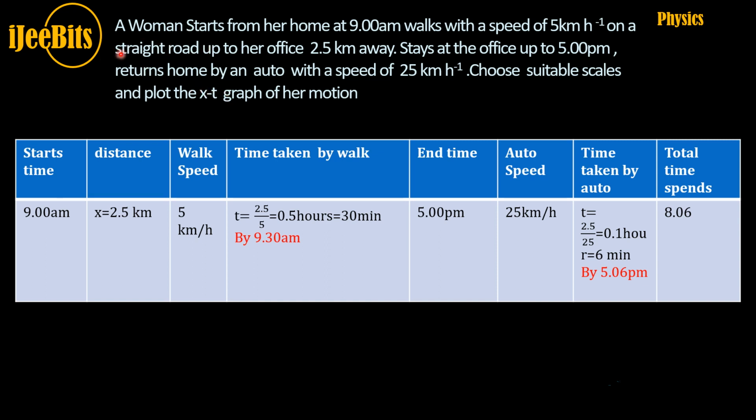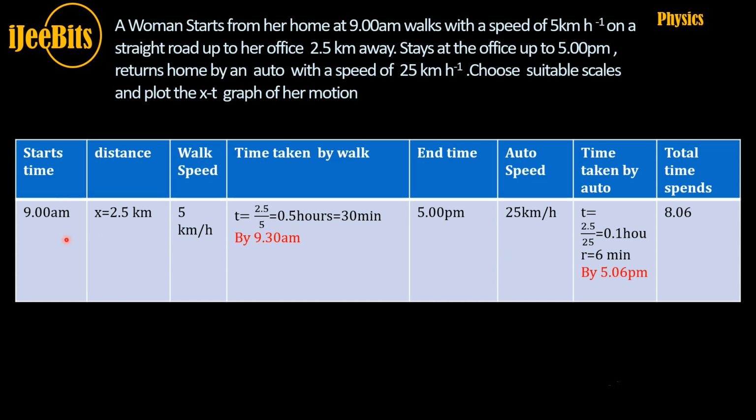We look into some examples. A woman starts from her home at 9 a.m., walks with a speed of 5 km per hour on a straight road to her office 2.5 kilometers away, stays at the office up to 5 p.m., returns home by auto with a speed of 25 km per hour. Choose suitable scales and plot the x-t graph of her motion.